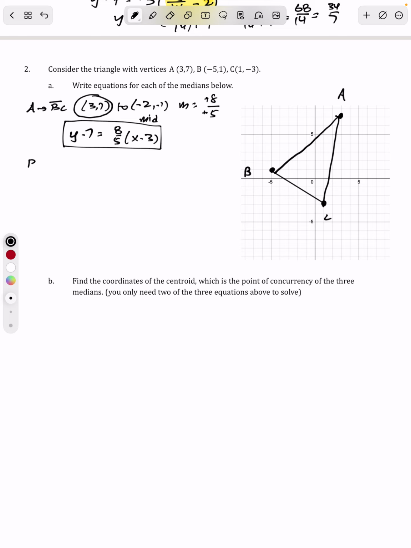My second one will be from B to AC. So B is -5, 1. What's the midpoint of AC? 3 plus 1 is 4. 4 over 2 is 2.